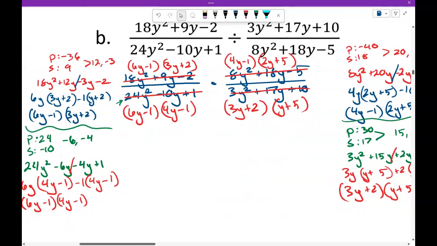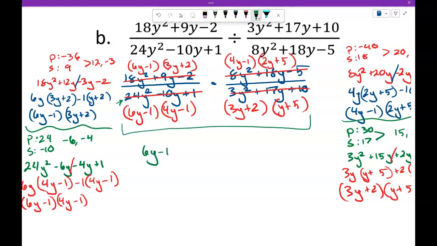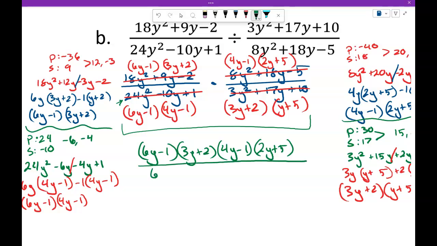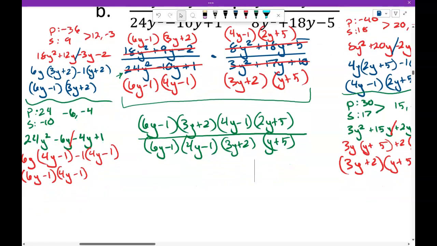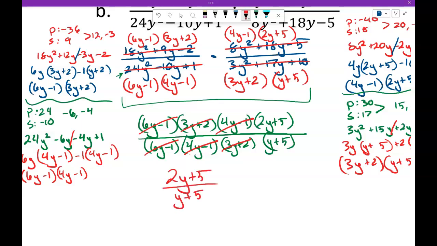So now that we have everything factored, we can go ahead and combine all the numerator factors and all the denominator factors. 6y minus 1, 3y plus 2, 4y minus 1, and 2y plus 5 for everything in the numerator. 6y minus 1, 4y minus 1, 3y plus 2, and y plus 5 in the denominator. We look for the common factors, 6y minus 1, 3y plus 2, 4y minus 1, leaving us with 2y plus 5 over y plus 5.